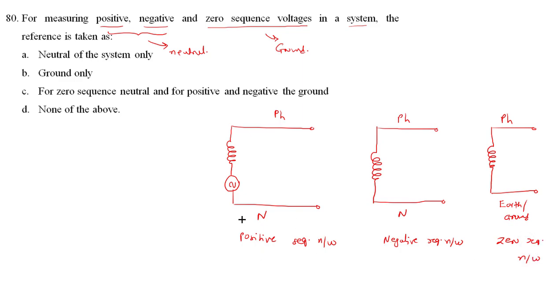For positive and negative we take neutral as a reference, and for the zero sequence network we take ground or earth as a reference. So the reference is taken as neutral of the system, not correct, because for zero sequence we take earth, ground only. That is also not correct, because ground we take for zero sequence, for positive and negative we take the neutral. For zero sequence neutral and for positive and negative the ground, that is also not correct, because the opposite is given. For positive and negative there should be neutral, and for zero sequence there should be earth. So the correct answer will be option D, none of the above. Thank you.